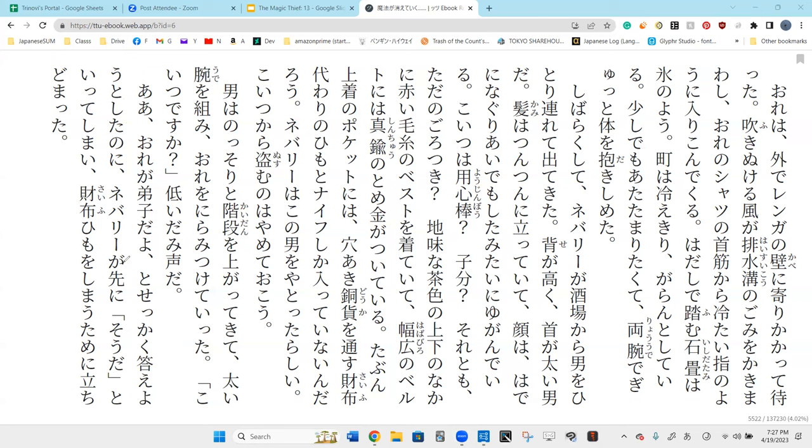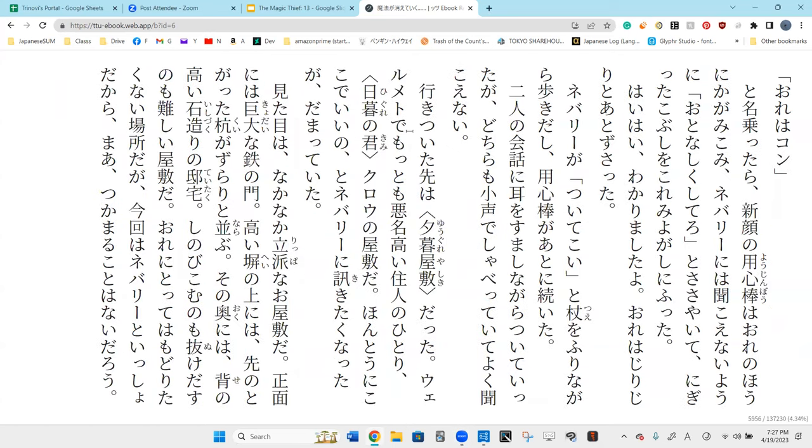Perfect. I just want to double check. Do you know what sakini means? Sakini meaning before. Perfect. And how about soda? So that, yes, it is. Yes, it is. Perfect. Nice. Okay. And then the main character, so instead he says, ore wa kon. I am kon.